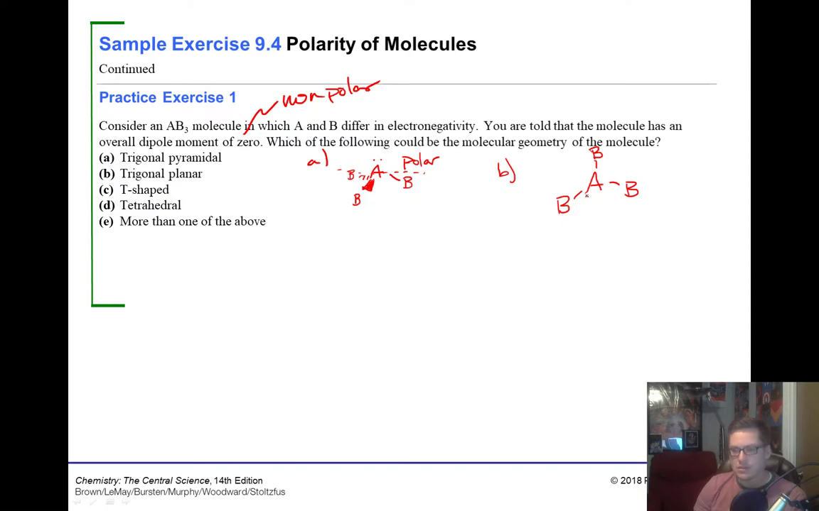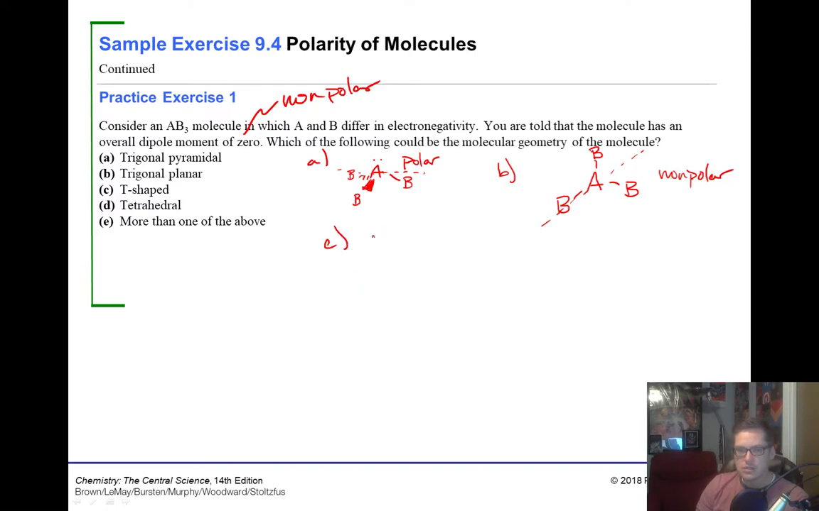Because your electron density is completely symmetrical wherever you draw it, we can draw it this way and it's symmetrical, so we know this one is nonpolar. So far B, trigonal planar, is the right answer. But it could be one of these other two, because this is a "more than one of the above" question. So really we have to check all of them to answer this question.